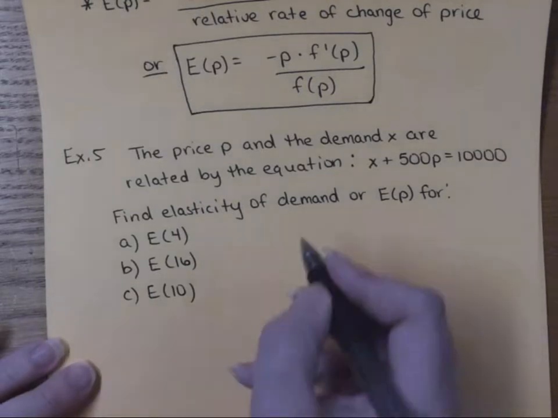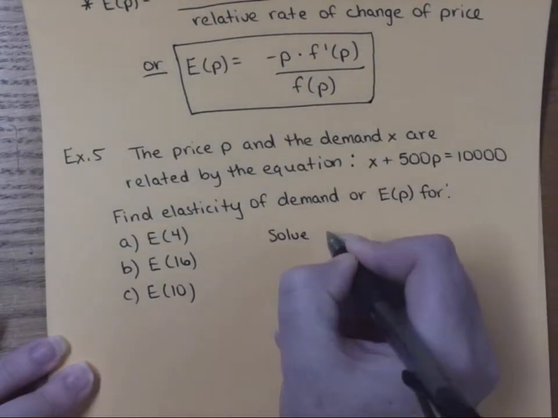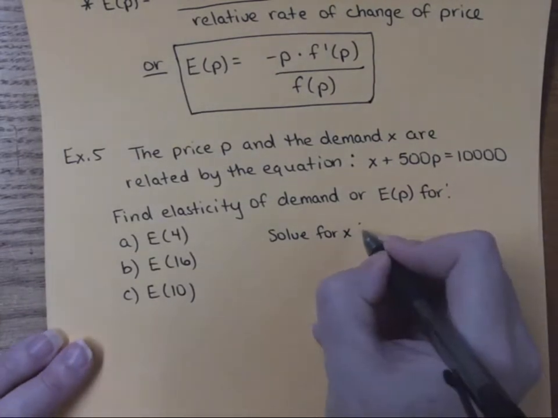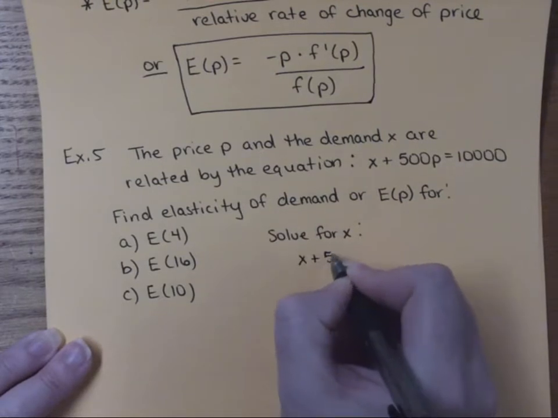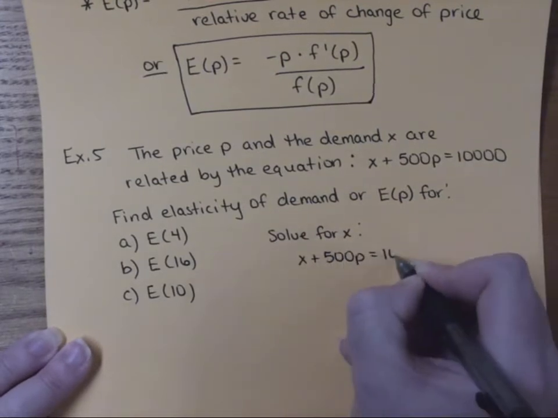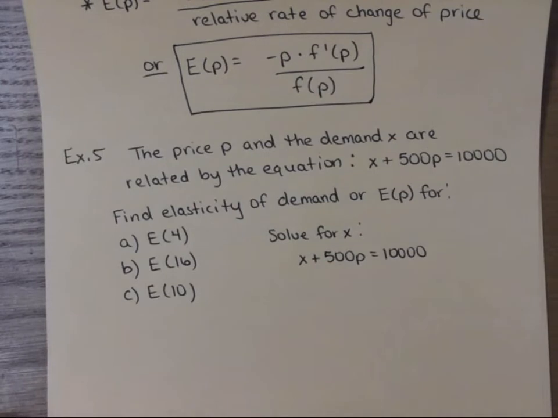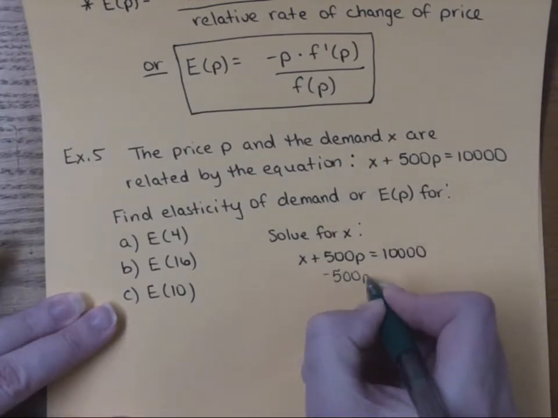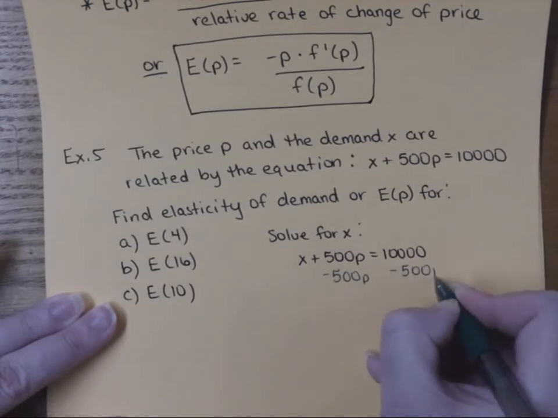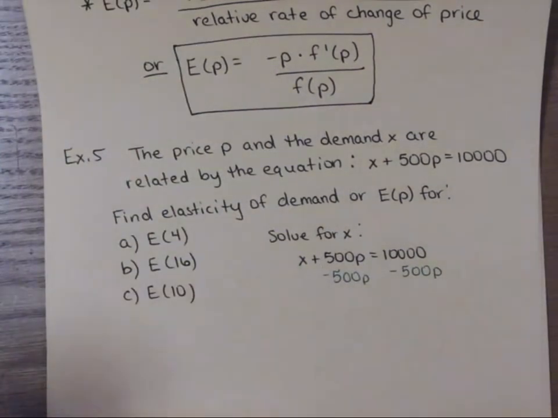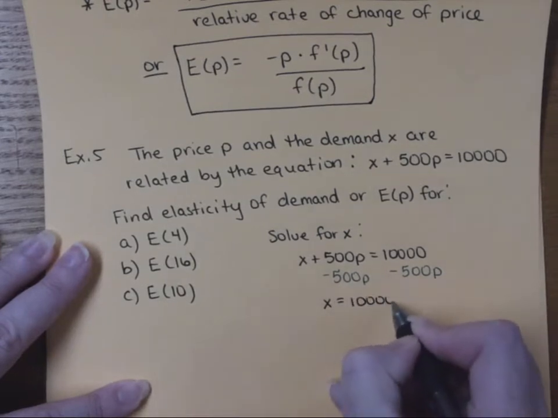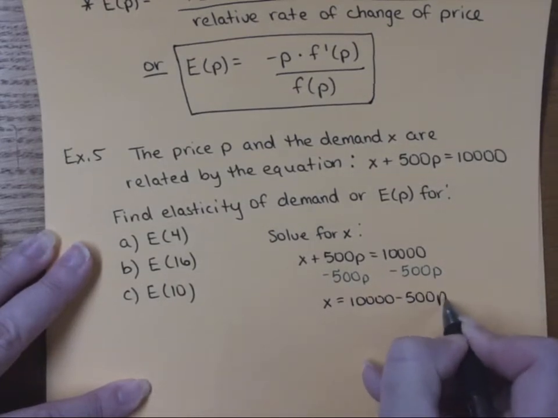All right, so the first thing you need to do before you really even start is solve for x. In other words, our equation needs to look like demand equals something. So we're going to take our x plus 500p equals 10,000, and we're going to subtract 500p. So we're going to get, of course, x equals 10,000 minus 500p.